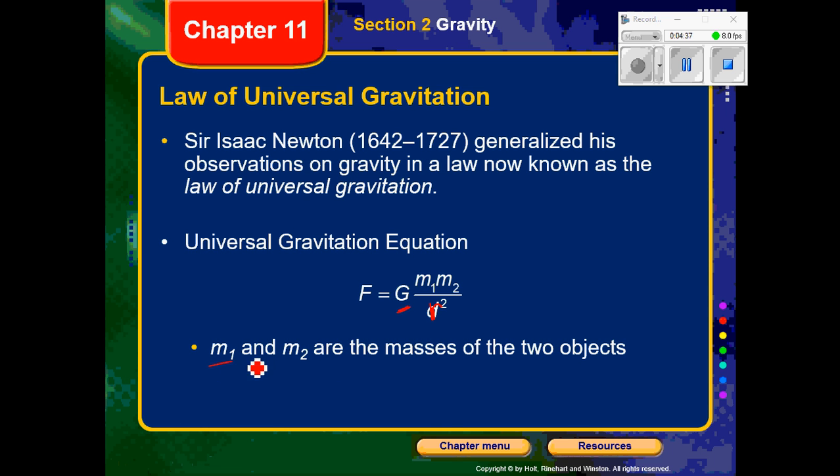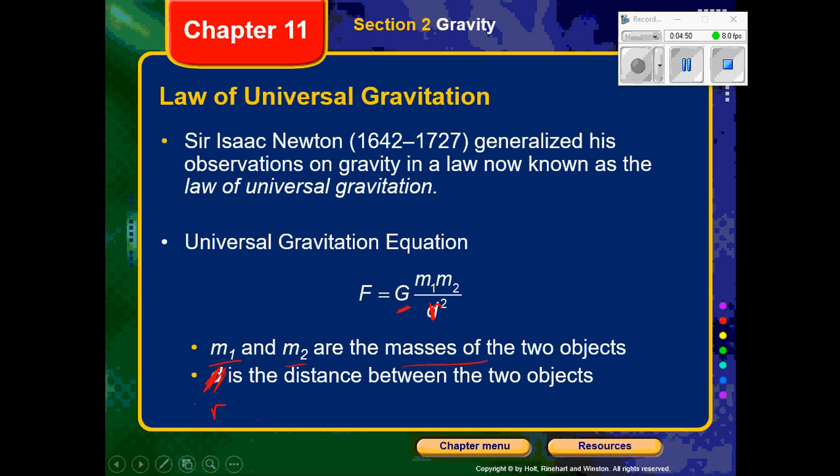Okay, and this just says what we said. M1 and M2 are the masses of the two objects, and D is the distance between the objects, which I want to tell you, put R for radius, because that's really what it is. And that's what it is on all the AP physics sheets. So might as well be ready for that later, right?